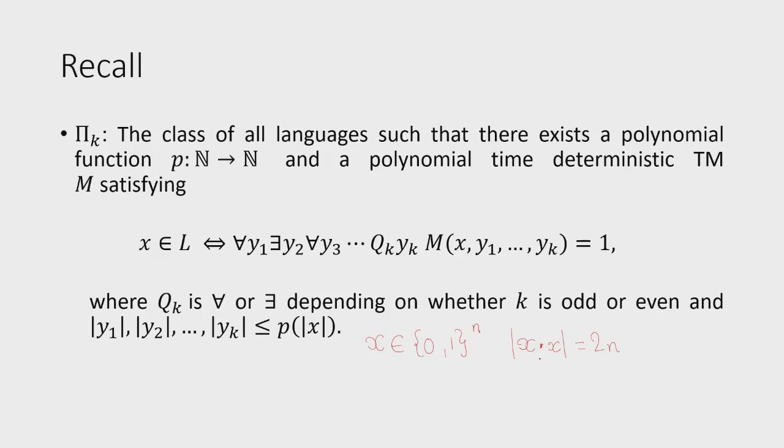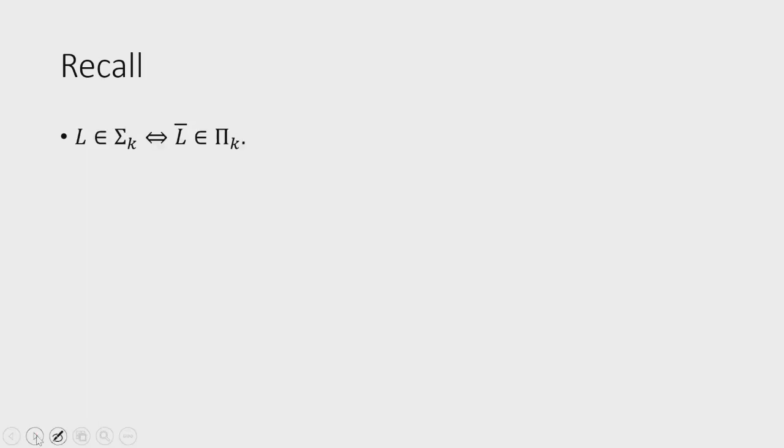In general, p of x would be some function like n to the c for some c in the set of natural numbers. So for example, if the size of x is n, the size of all these strings can be as large as say n square or n cube or anything like that. Thank you.